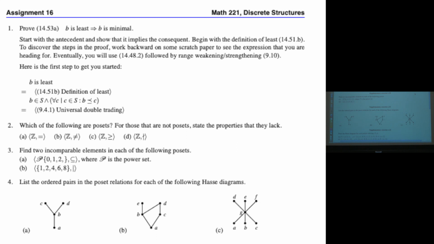Okay, so now let's do part B. AA, BB, CC, DD, EE. So those are the reflexive ones. And then AB, AC, AE, AD, BE, BD, CD. All right?